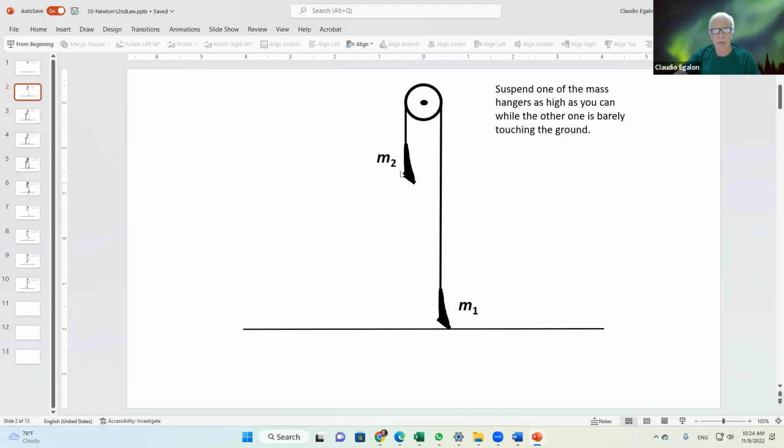Notice that we have a support for the mass. The masses that we use are slotted masses. They come in small pieces, different masses. What we do next is measure the height of one of the masses, the heaviest mass. Mass 1 and mass 2. Mass 1 should be almost touching the floor, not completely, but almost.